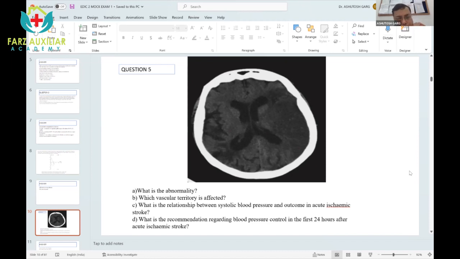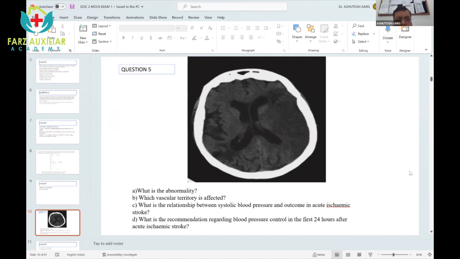Systolic blood pressure should not be reduced unless it's more than 220 millimeters of mercury in acute ischemic stroke. That's the only relationship. If we are to thrombolyse such a patient, then it should be less than 185. If I'm not wrong, 185/110 is the cutoff before thrombolysis, and post thrombolysis it should be 180/105.